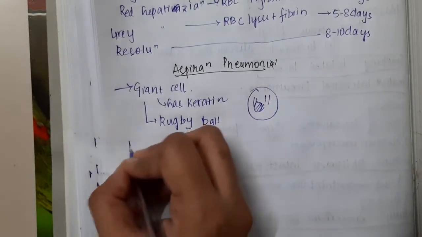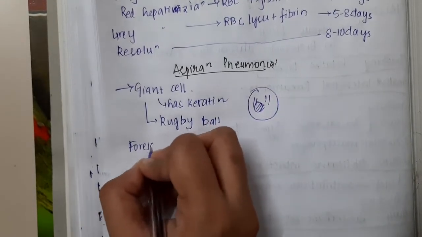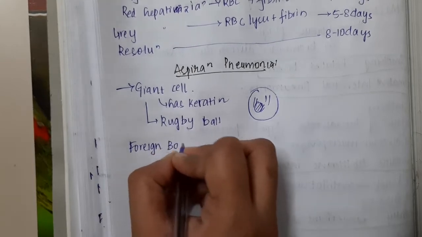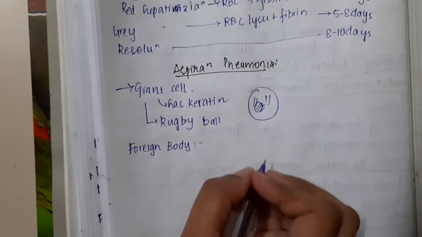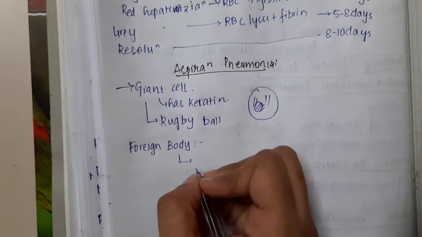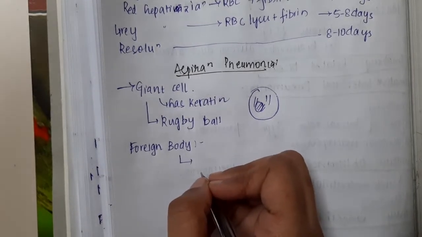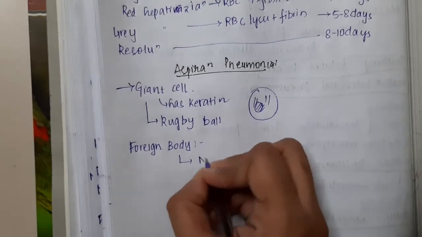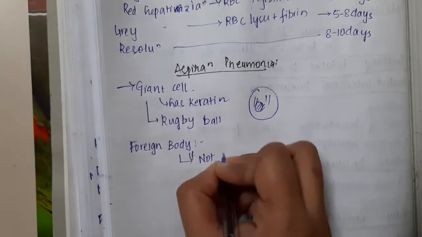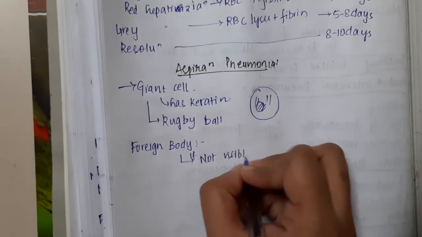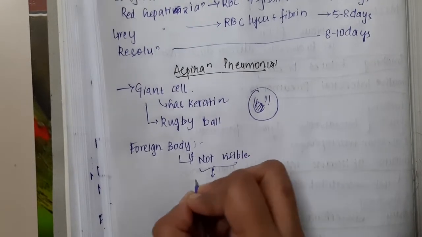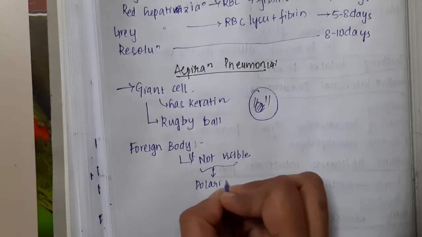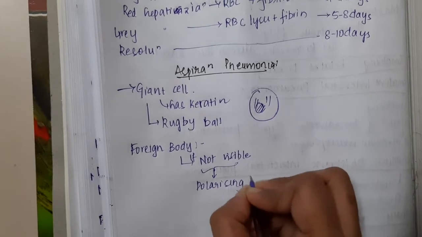Actually, this is due to a foreign body, right? If this is due to a foreign body, we can see either the foreign body is visible or it may not be visible. If it is not visible, then in order to view this foreign body, you can go for polarizing microscopy.